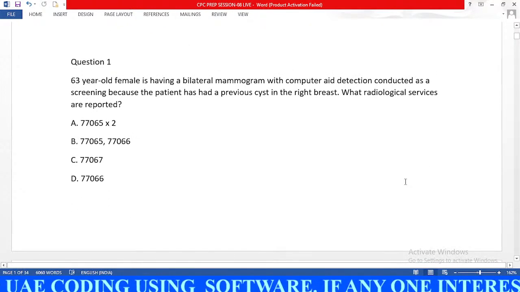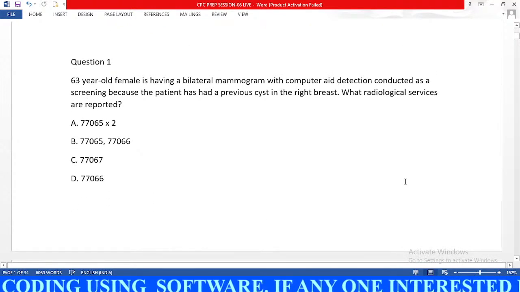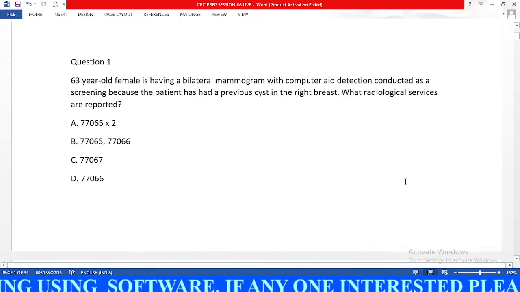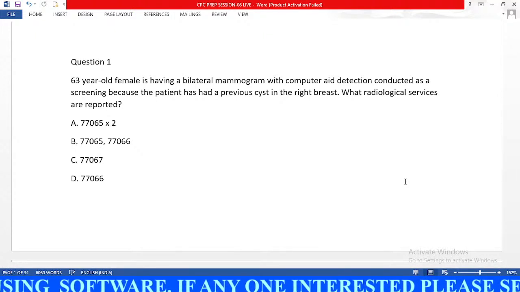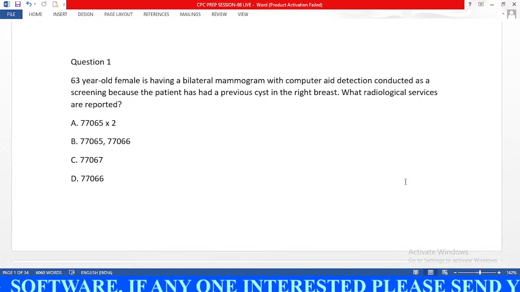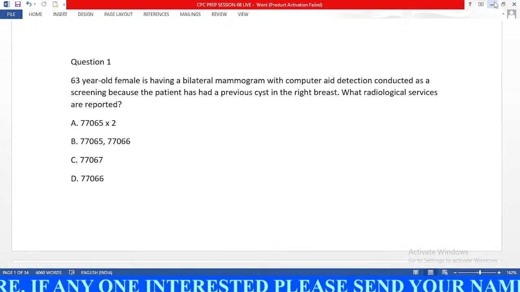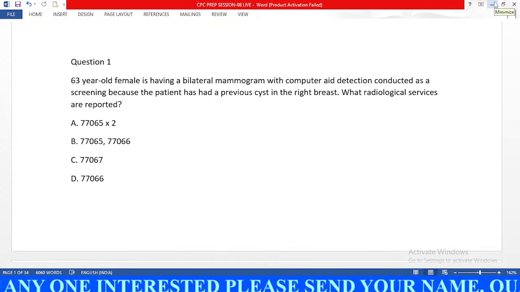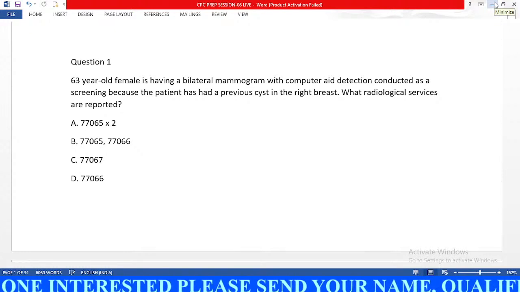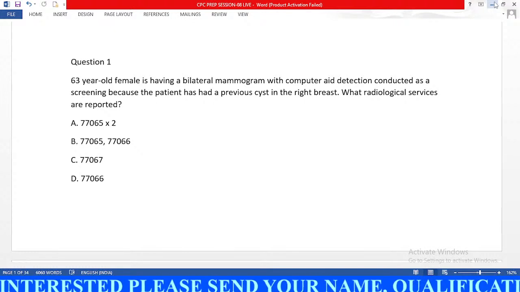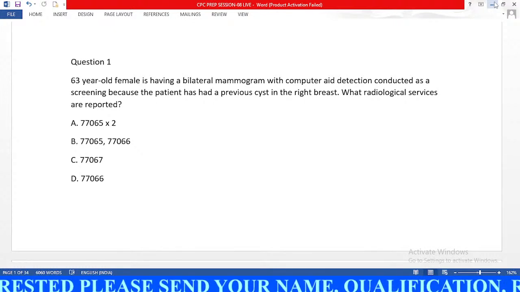So we will go ahead with first question today. A 63-year-old female is having bilateral mammogram with computer aid detection conducted as a screening because the patient has had a previous cyst in the right breast. What radiological services are reported? So go ahead and write your answers in the chat box.